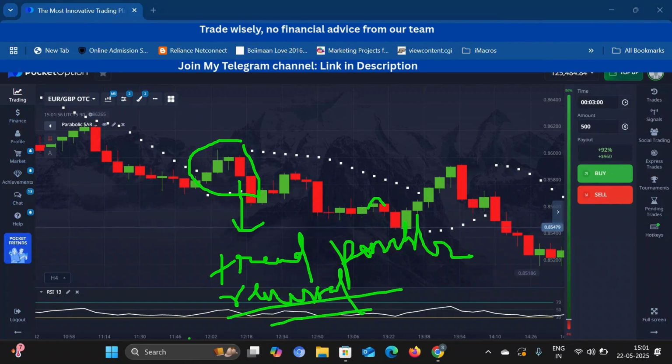So just keep this in mind, and I don't think you need to know anything else regarding the Parabolic SAR. This is its basic concept. And I think that's basically all the theory you need. And now let's move immediately and directly to the live trading session right now. Let's go.